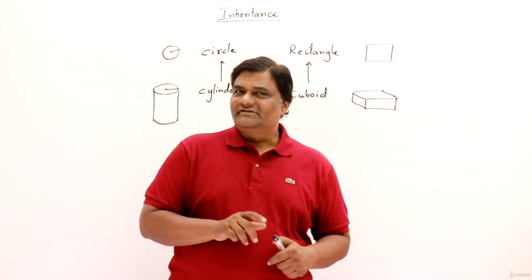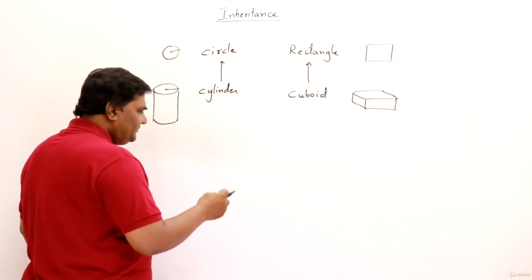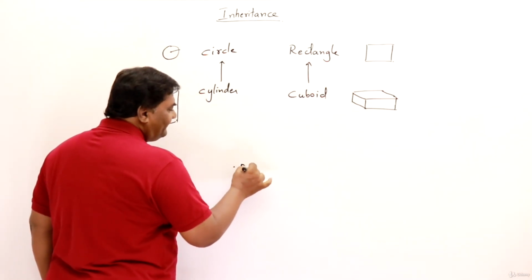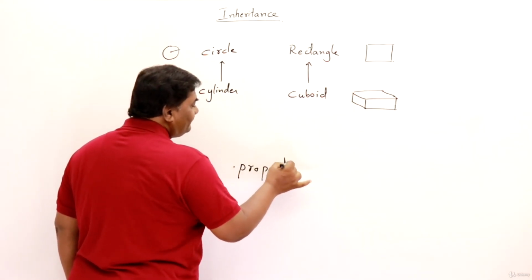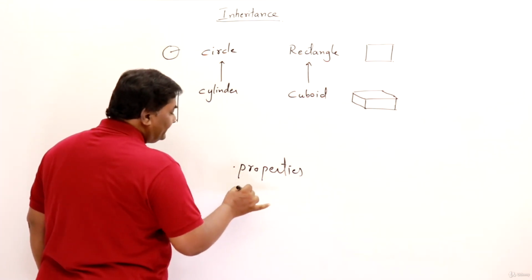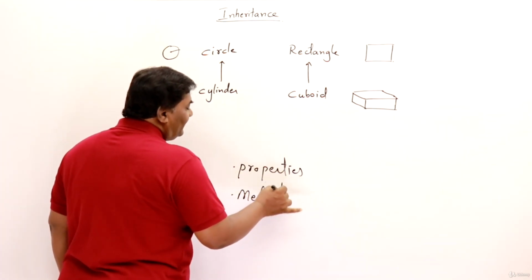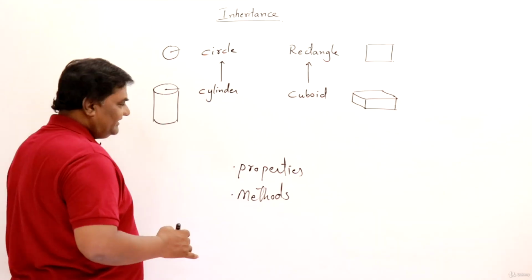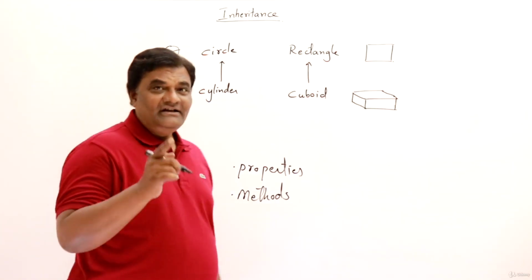What does it mean by features? If you take any class, I have already been telling you that a class will have properties and methods. Two things will be there. So acquiring the properties and methods of an existing class into a new class is inheritance.